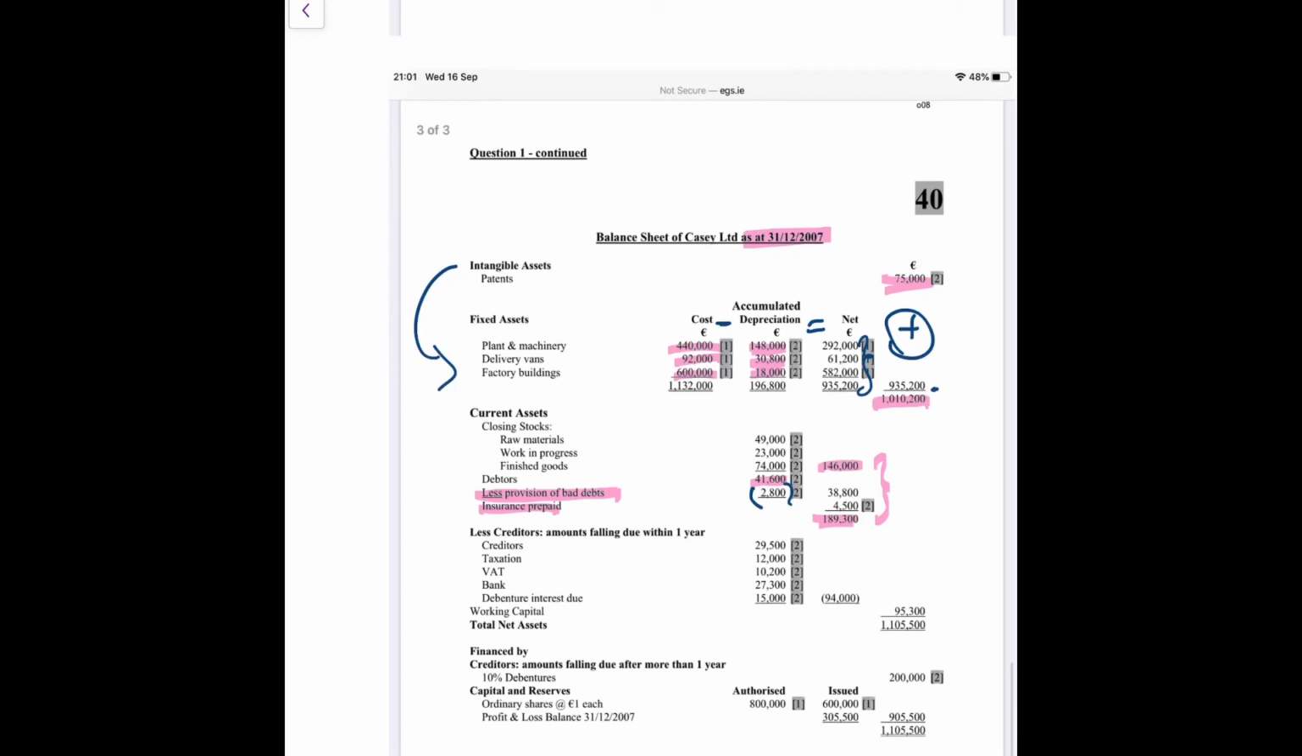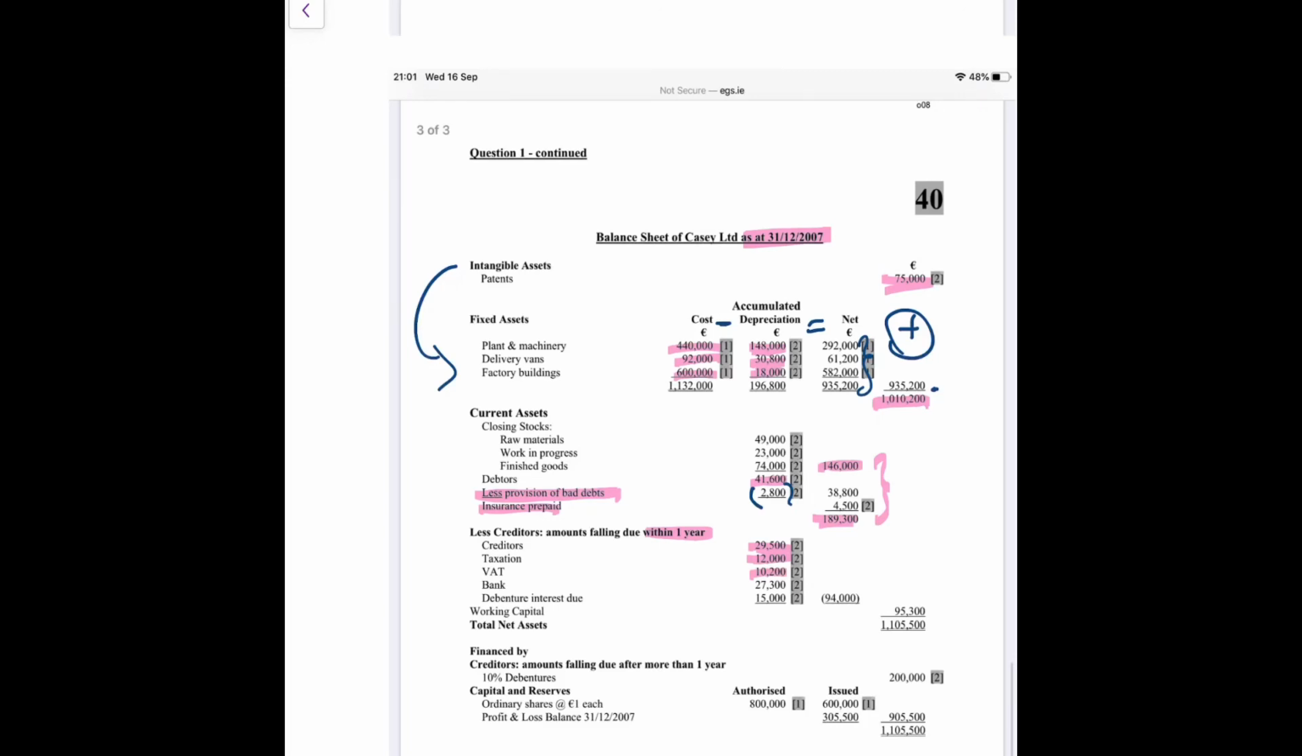Next then is my current liabilities. So what do I need to pay back within 1 year? Creditors, people I owe money to because I bought stuff on credit from them, for 29,500 euro. Taxation, I did that in the workings. I never paid it, so it's due, 12,000. VAT, coming straight from the trial balance. I flagged that when we were going through the trial balance, 10,200.